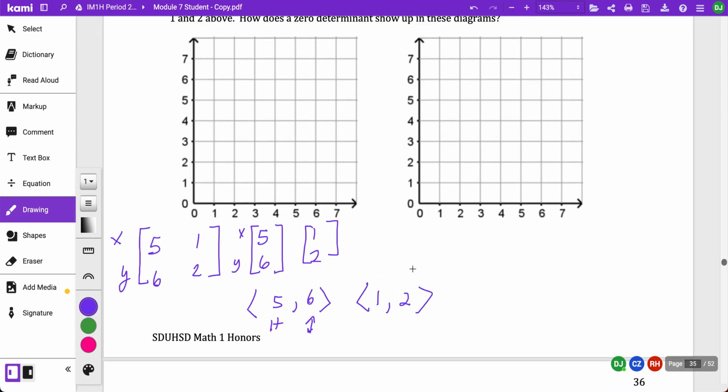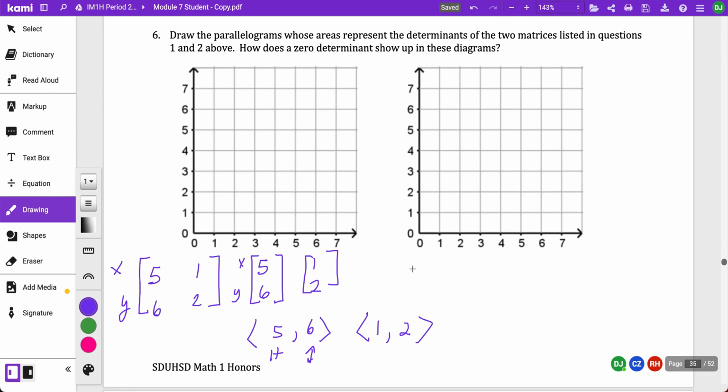Now when I look at this, it says draw the parallelograms. So we're going to start here. And the first thing from there, I'm going to go over 5. So we're going to start at the origin, go over 5, up 6. The second one wants me, starting from the origin, go over 1, up 2.